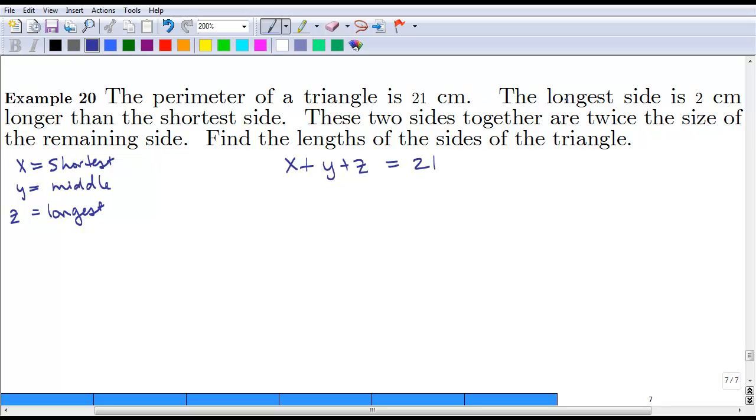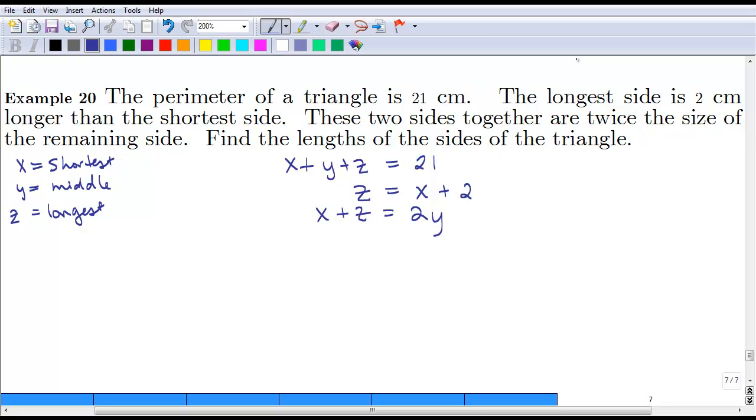Now, the second sentence says that the longest side, which was z, is 2 centimeters longer than the shorter side. So in this case, that says that z is equal to the shortest side, x, plus 2. And finally, this last one, these two sides together, meaning the shortest and the longest, are twice the size of the remaining side. So x plus z is equal to 2 times y.